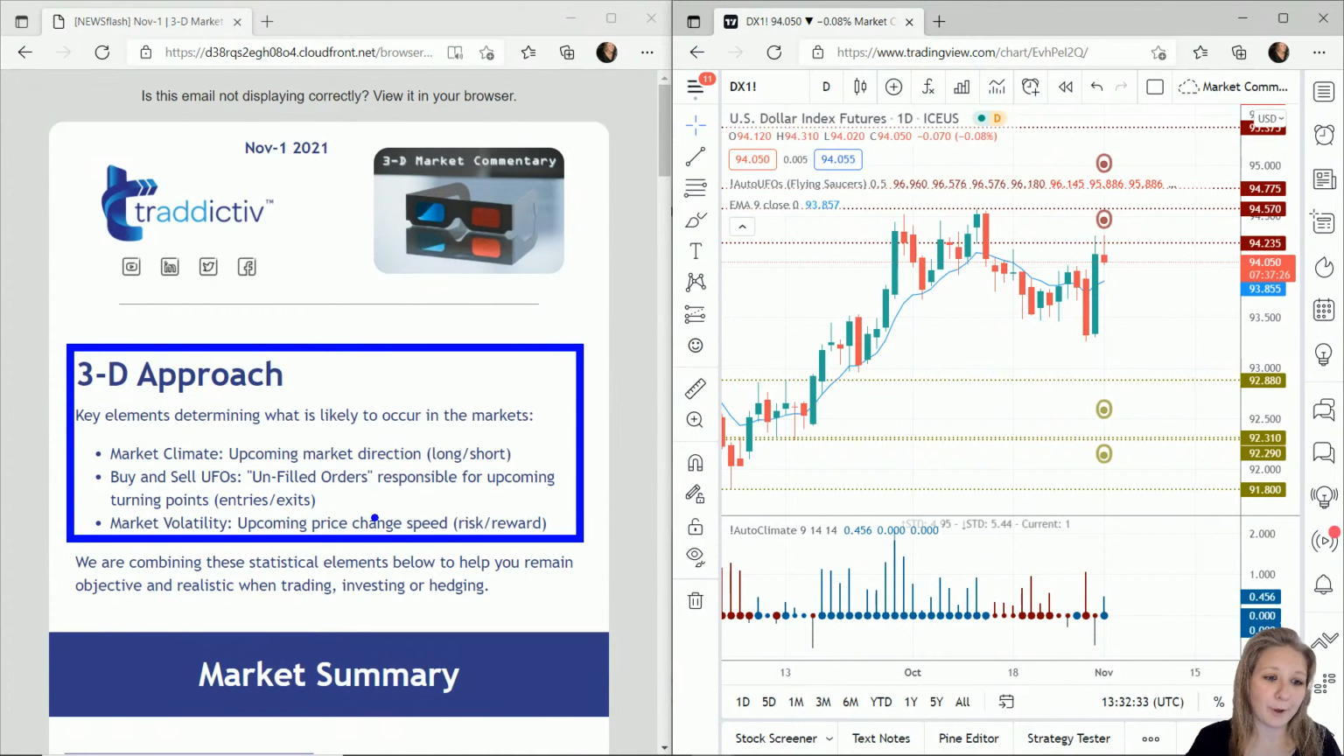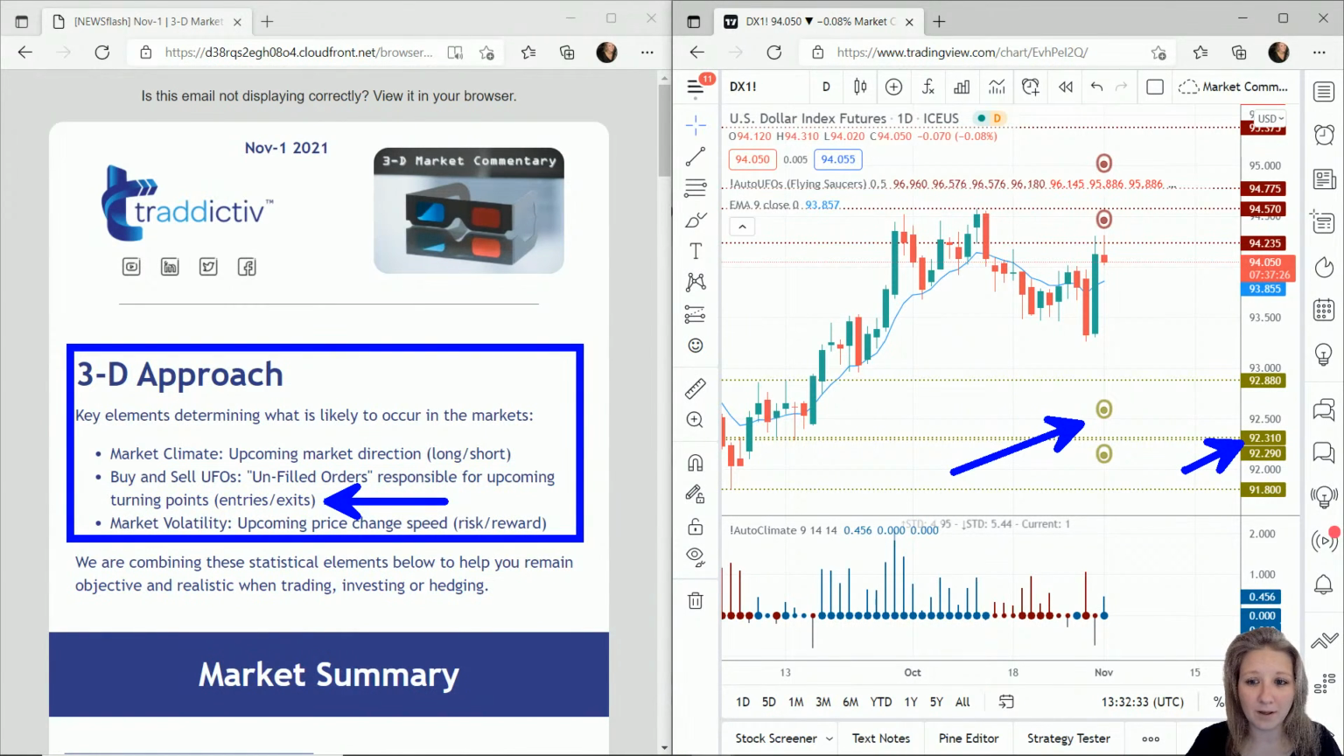Then what we might want to know are where are the buyers and where are the sellers? Where are big stacks of buyers waiting to buy? Where are big stacks of sellers waiting to sell? And that's helpful because big stacks of buyers are likely to push price up. Big stacks of sellers are likely to push price down. So we want to know where they are. Again, we use an app called AutoUFOs, stands for unfilled orders. And we can see these green little UFOs with the prices on the right hand side. Those are buyers.